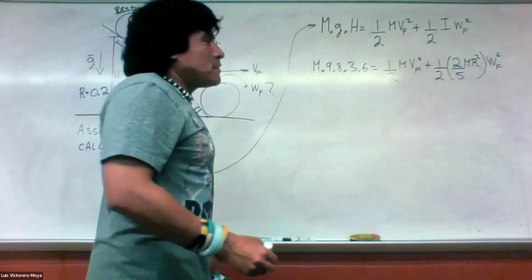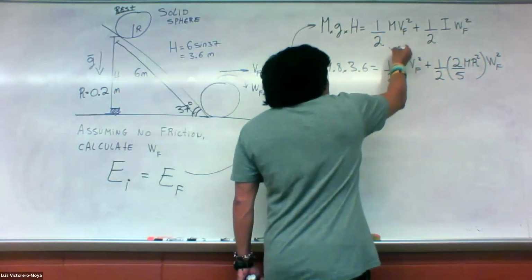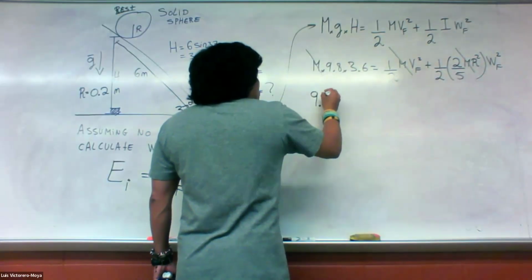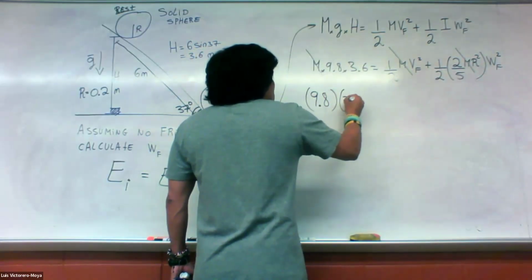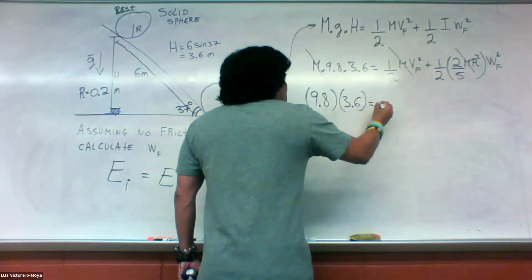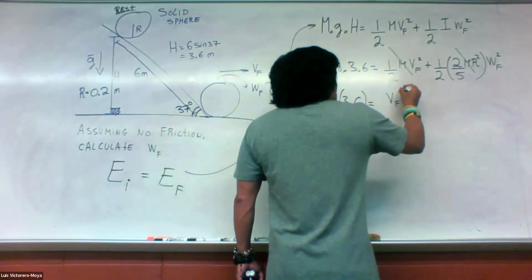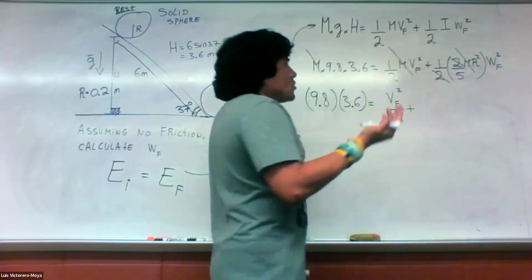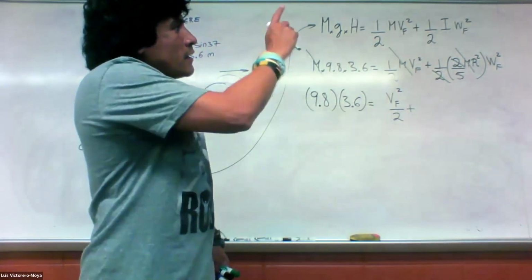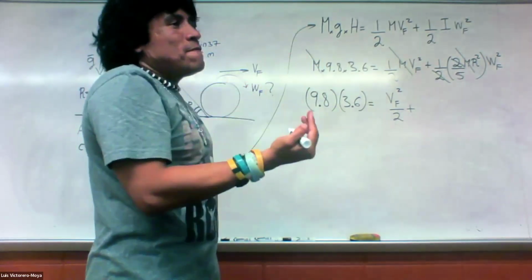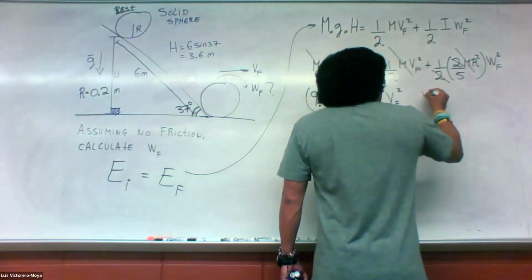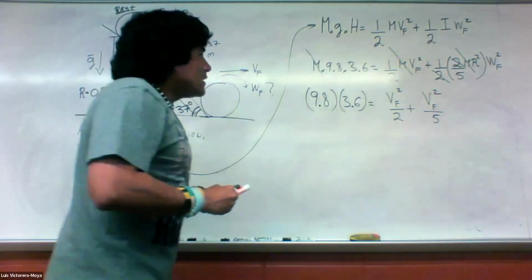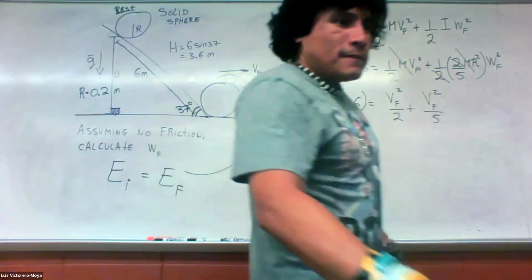So that's why you don't give the mass, because the mass cancels. So 9.8 times 3.6 equals v final squared divided by 2 plus, 2 cancels. And I showed you this before, right? Omega final squared times R squared is v final squared. So that's v final squared divided by 5. So yeah, we can just calculate that.